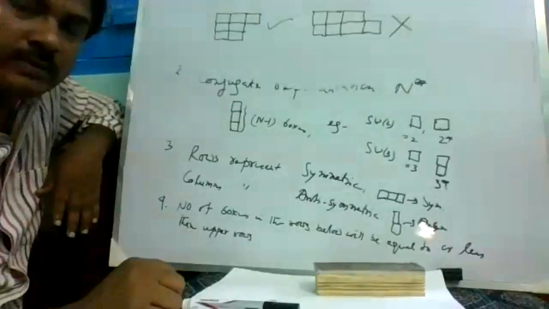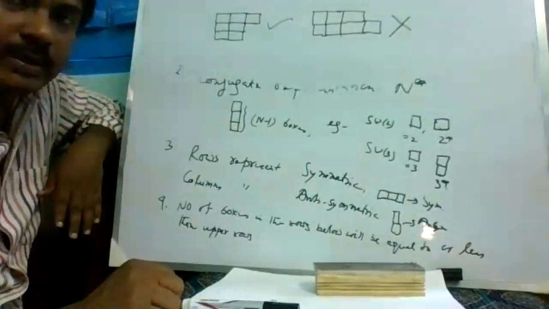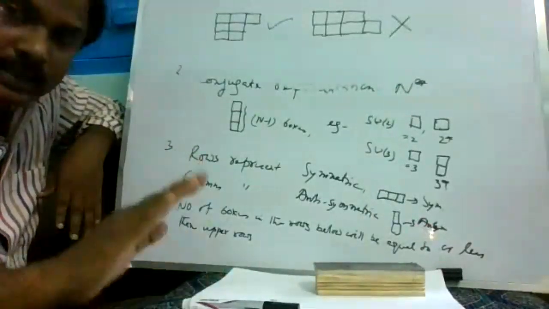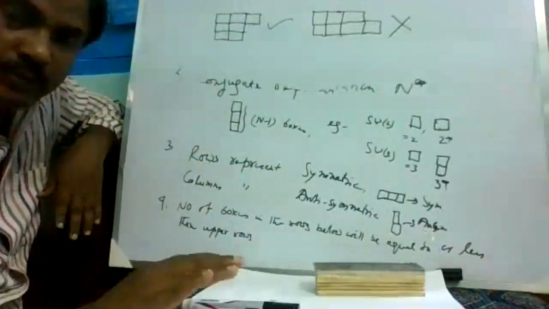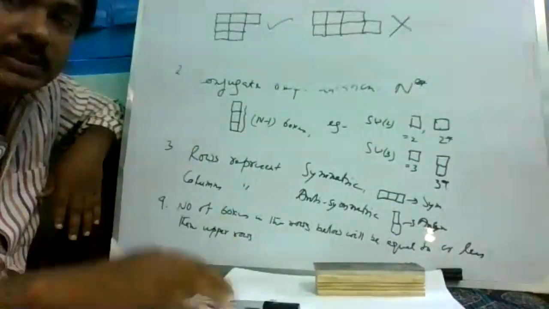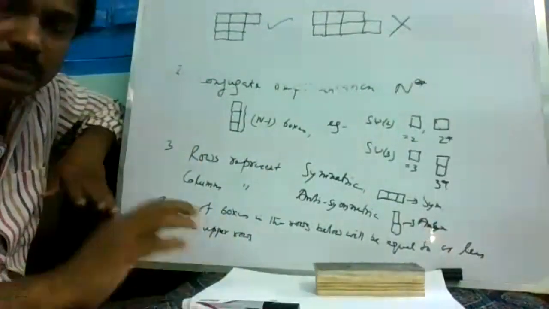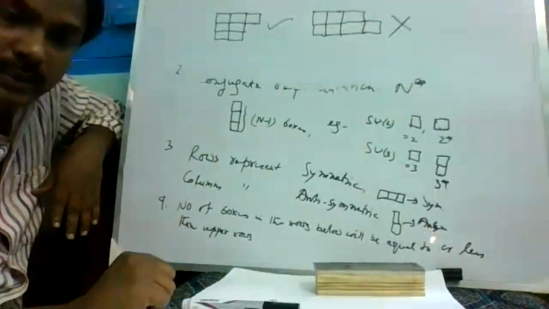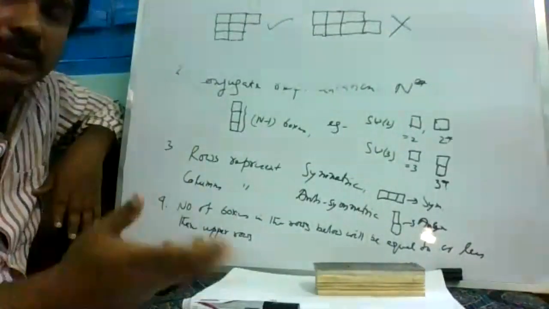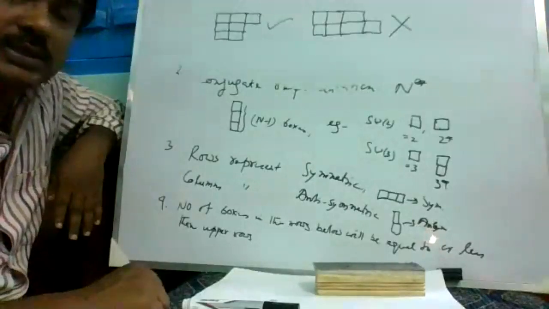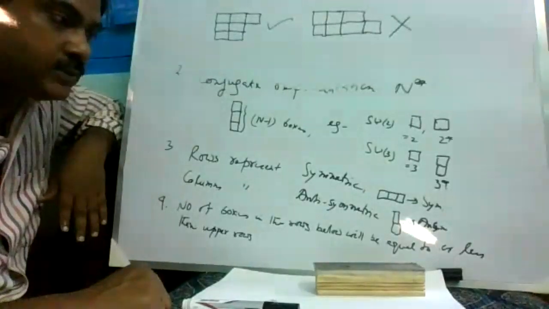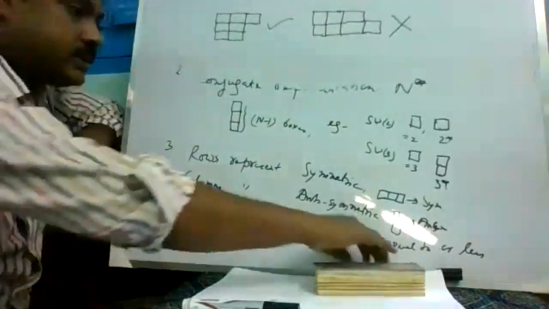Number 3 point is, if a representation contains only rows, boxes arranged in a row, then that representation is perfectly symmetric. And if any representation is represented by a column, then it is perfectly antisymmetric. And the fourth and most important point is, in Young tableaux, the number of boxes in the upper row will be equal to or greater than the number of boxes in the row below it, or in other words, the number of boxes in a row below will be equal to or less than the upper. So these are the four properties of Young tableaux. We have to construct Young tableaux.